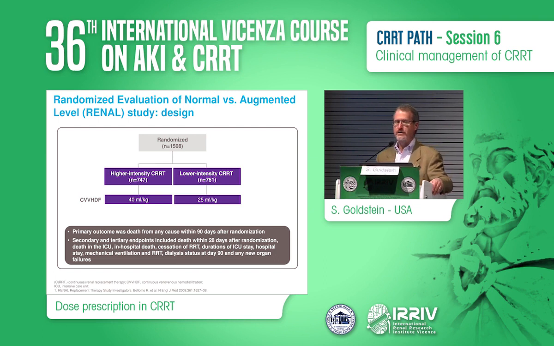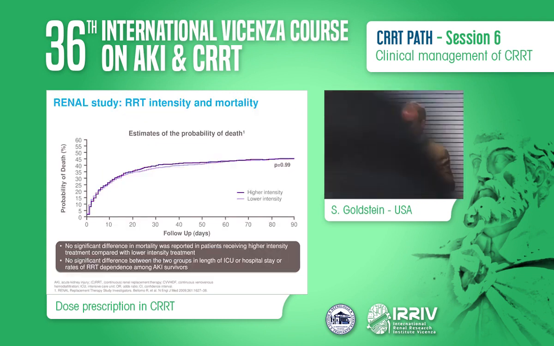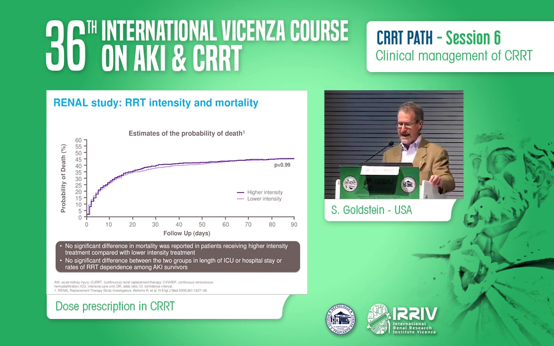The renal study just looked at CVVHDF out of Australia and New Zealand, comparing higher intensity, lower intensity CRRT. And the comparison here was a little different than ATN. Lower intensity CRRT was 25 mils per kilo per hour, and the higher intensity group was at 40 mils per kilo per hour. And the primary outcome here was death from any cause within 90 days after randomization, and there were a number of secondary endpoints as well. Similar to the ATN study, there was no difference with respect to mortality and RRT intensity. So patients who received the higher intensity CRRT did not have better survival.